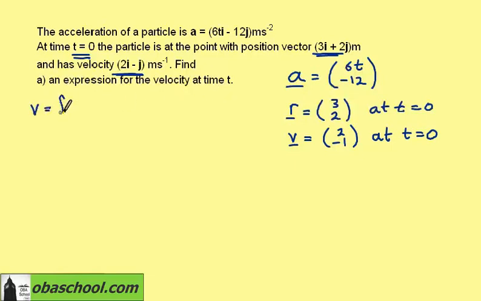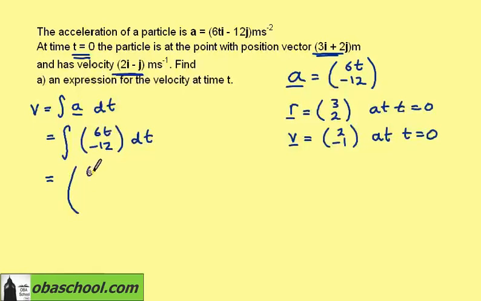We know that velocity is the integral of acceleration. So we want the integral of 6t minus 12 with respect to t. This is going to give us 6t squared over 2 plus a constant, and minus 12t plus a second constant.